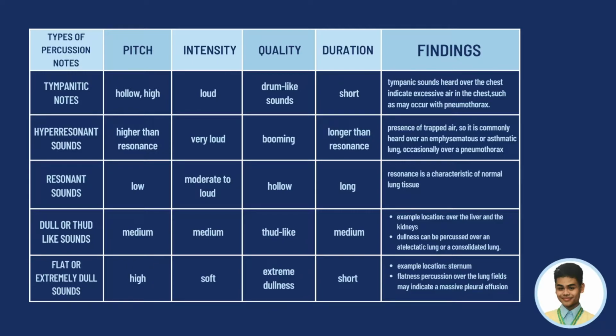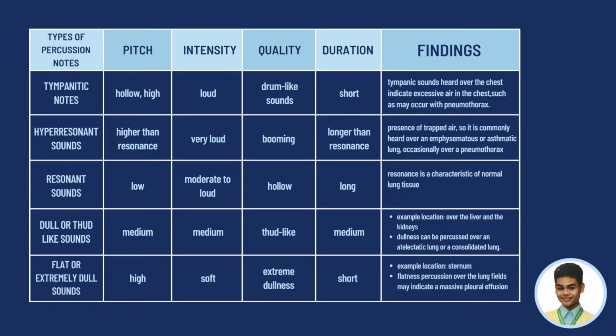Findings for the tympanic notes: an example location is the stomach. Tympanic sound heard over the chest indicates excessive air in the chest, such as may occur with pneumothorax. The hyperresonant sounds. Its pitch is higher than resonance. Intensity is very loud. Quality is booming. Duration is longer than resonance. Hyperresonance indicates the presence of trapped air. So it is commonly heard over an emphysematous or asthmatic lung, occasionally over a pneumothorax.